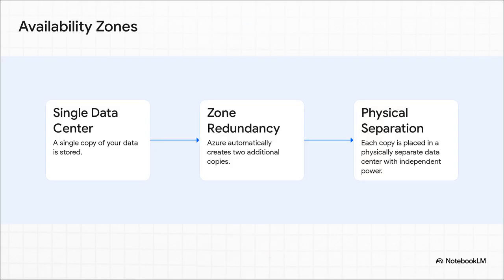And this is where the pure magic of the cloud comes in. The solution is called availability zones. When an admin chooses something like zone redundant storage, here's what happens behind the scenes. Instead of having just one copy of your data, Azure instantly makes 3. And it doesn't just stick them on different shelves, it places each copy in a completely separate physical data center, each with its own power, its own cooling, its own networking. It's brilliant. If one entire building goes dark, your data is still safe and online in the other 2.